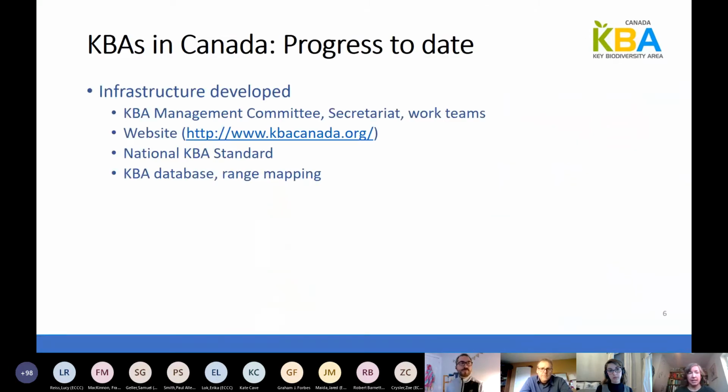So our progress to date, I won't get into this in too much detail, but please send me an email if you have questions about any of it. We're developing a lot of infrastructure. We spent a year and a half doing that, including the governance infrastructure, but also a website, a national KBA standard, which I'll present one slide on at the end, and databases, as well as range maps. So our partners at NatureServe Canada are developing range maps for all the species that are relevant to the KBA work. Those will be all publicly available, along with quite a lot of other data that will be interesting to conservation generally.